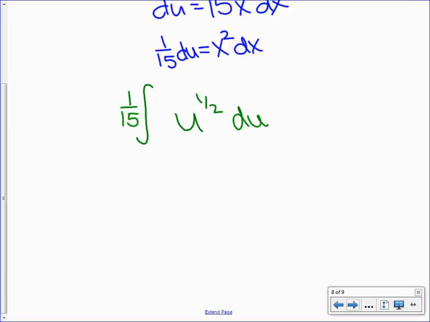So now this is set up nicely for an integration problem, okay? We can keep the 1/15. Let's worry about u to the 1/2. What does the power become? 3/2 multiplied by 2/3, plus c.